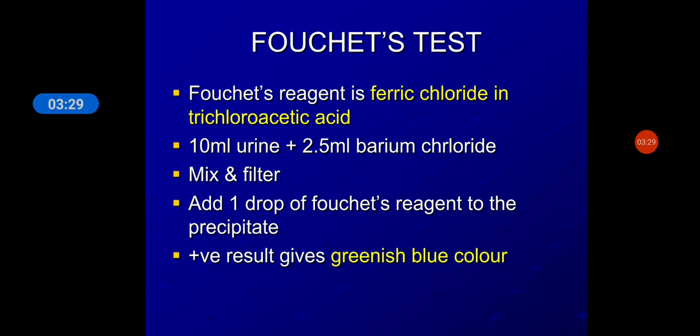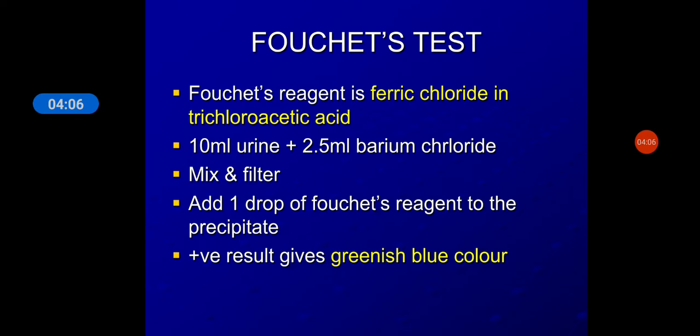Bile pigments are mainly detected by Fouchet's test. For that you require 10 ml of urine and 2.5 ml of barium chloride. Mind the spelling, sorry. Then you mix it properly and filter it. To this you will add Fouchet's reagent. What does this Fouchet's reagent contain? It is basically ferric chloride in 2% trichloroacetic acid. You just have to add 1 drop of Fouchet's reagent to that particular filter paper.